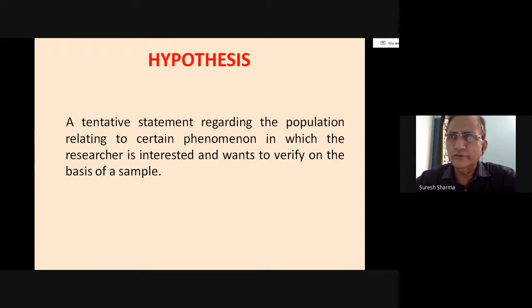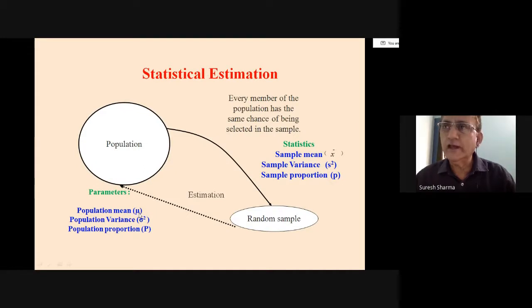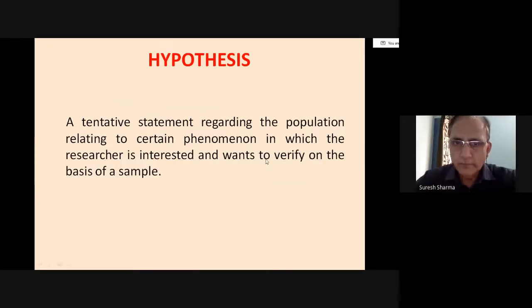Let's say my interest is to see whether this population has a mean IQ of 100. So I'm interested in IQ. That is the phenomenon, and we want to verify it on the basis of the sample. Let me read the definition again: a tentative statement regarding the population relating to a certain phenomenon, like the mean of the population I want to test. Let's say somebody gives me the task: can I say that the mean IQ of this population is equal to 100? If you go back to your population parameters, the mean is denoted by mu. So I'll frame the null hypothesis H0: mu is equal to 100. This is the definition of the hypothesis. Now there are two types of hypothesis. One is called the null hypothesis, another is called the alternative hypothesis, and both of them are important to frame.